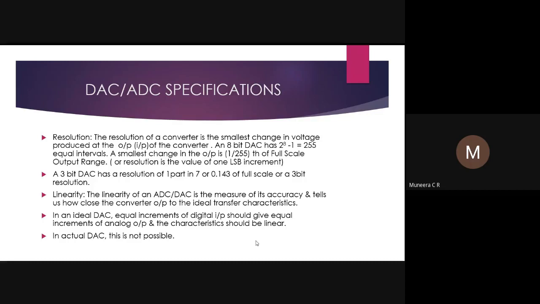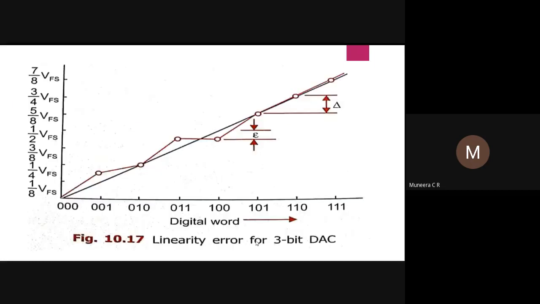The second specification is linearity. The linearity of an ADC or DAC is the measure of its accuracy and tells how close the converter output is to the ideal characteristics. In an ideal DAC, equal increments of digital input give equal increments of analog output and the characteristics should be linear. But in an actual DAC, this is not possible.